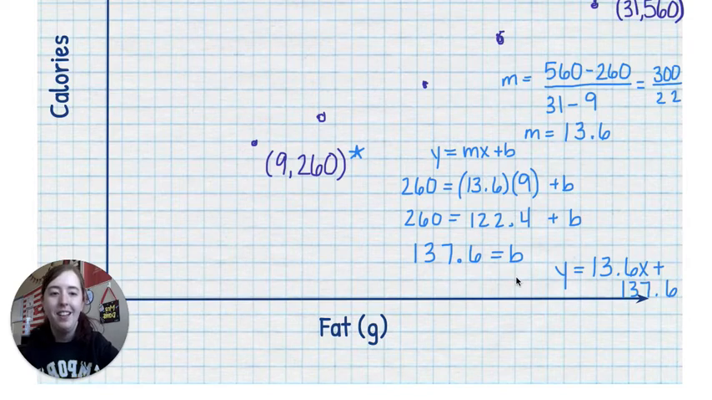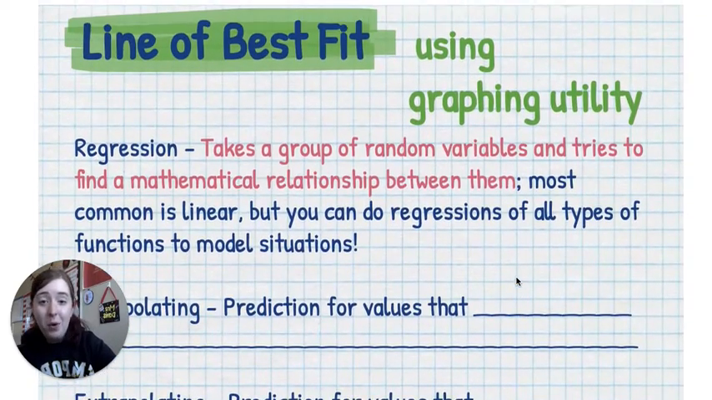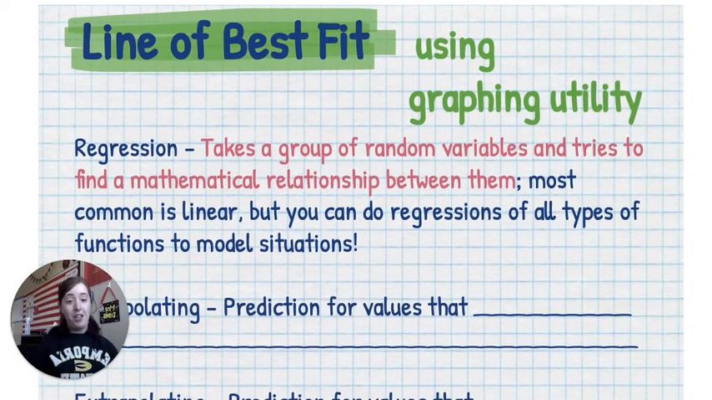Cool. Now we're going to find a line of best fit with a graphing utility, so Desmos or your graphing calculator or something like that. Once again, a regression takes a group of random variables and tries to find a mathematical relationship between them. Most of the time it's linear, but a lot of times it's something else. It could be exponential, logarithmic, things like that.